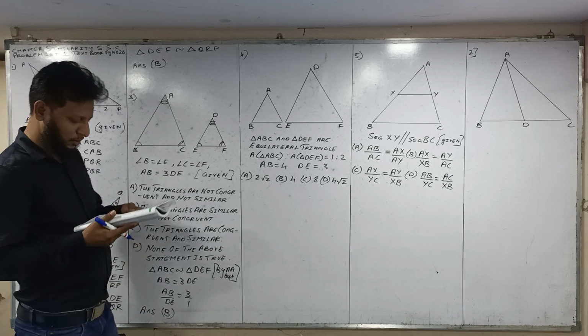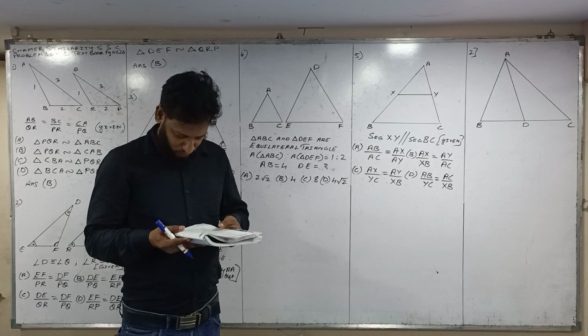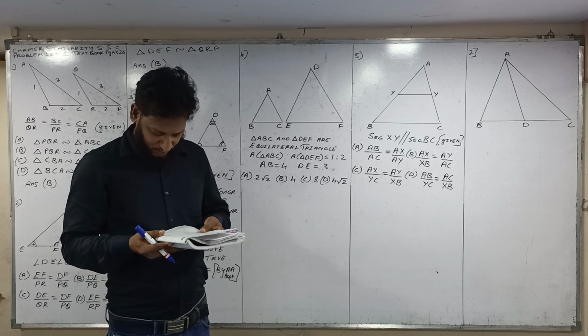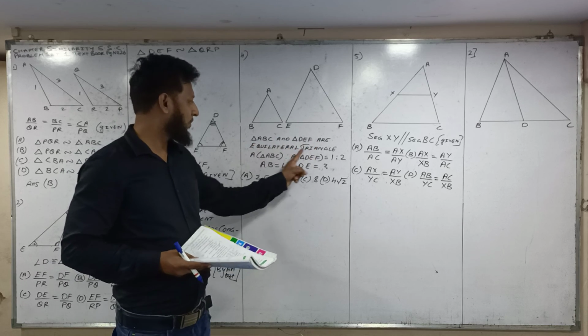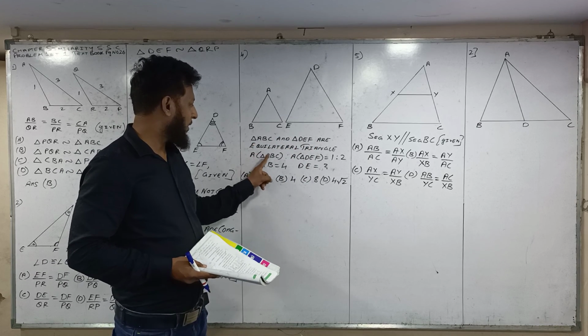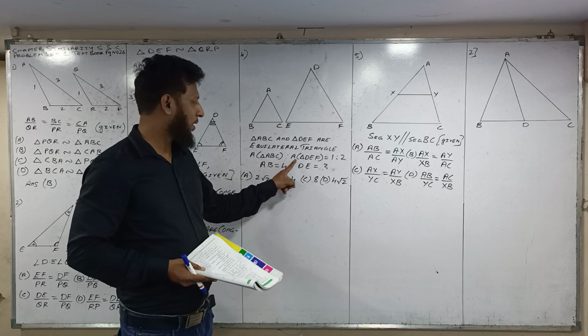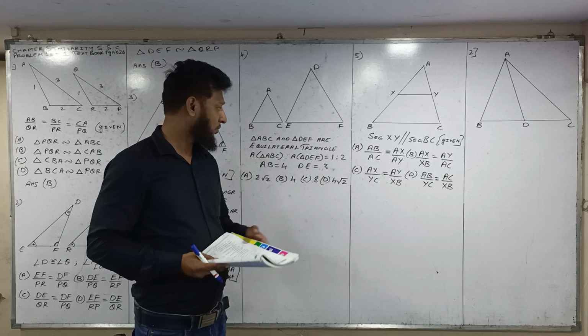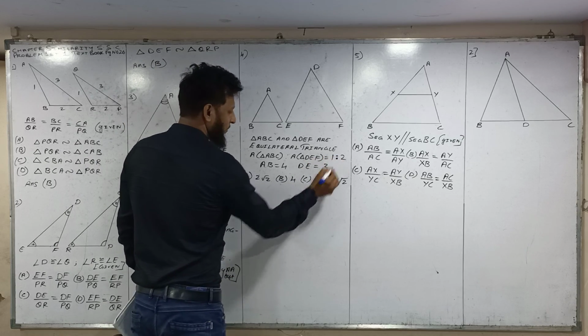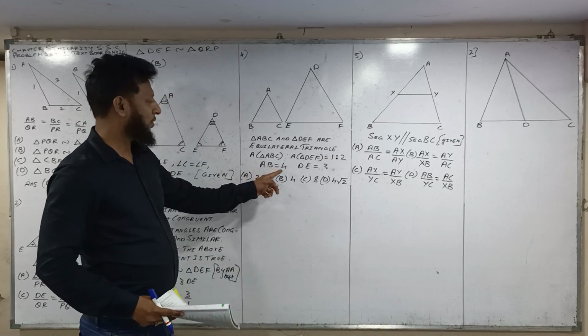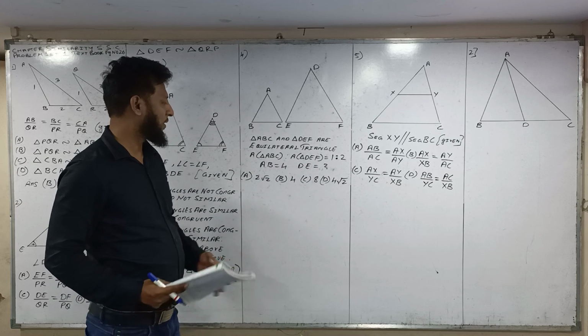Now come to the fourth question. ABC and DEF are equilateral triangles. The ratio of the area of triangle ABC to the area of triangle DEF is 1 is to 2, and the AB value is 4. You have to find the value of DE.